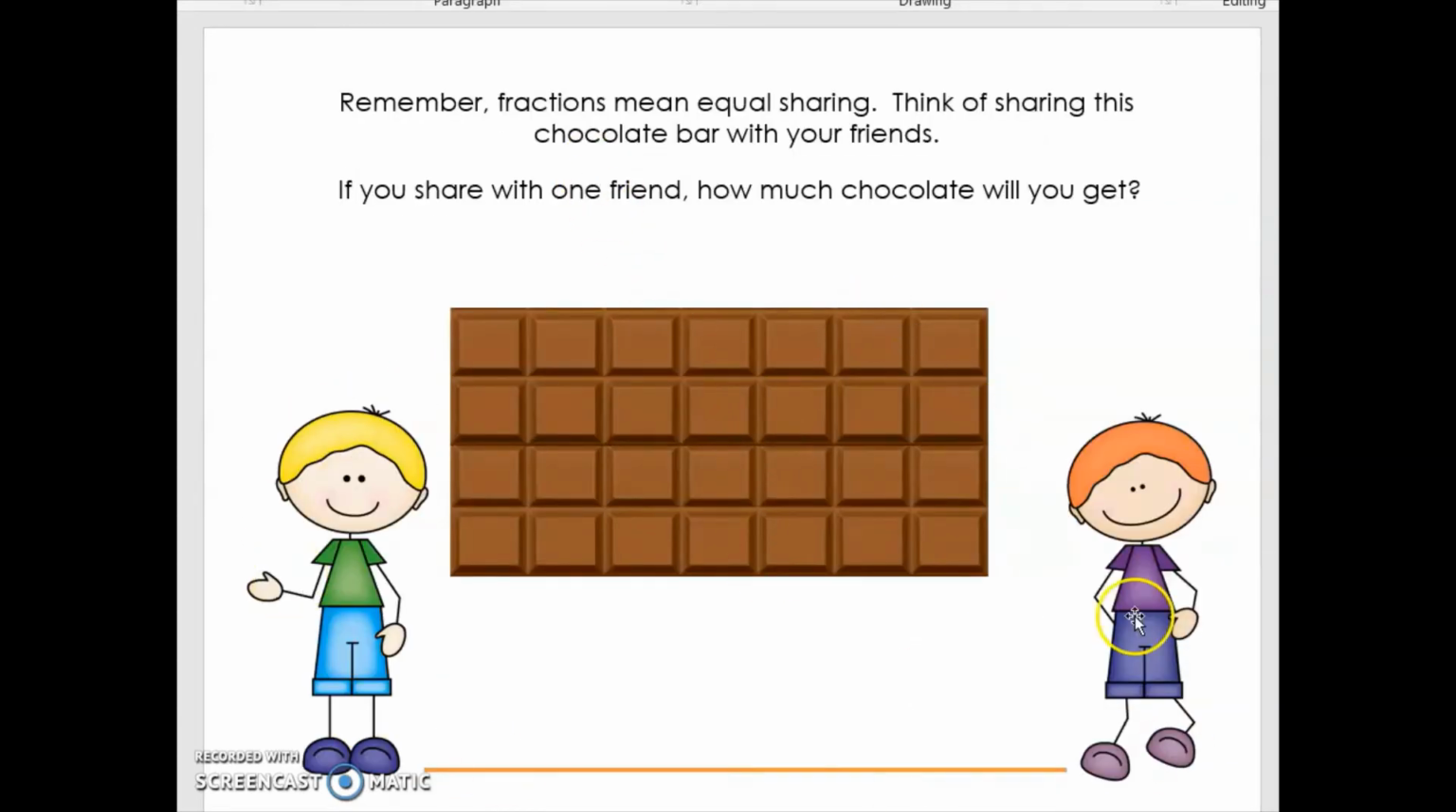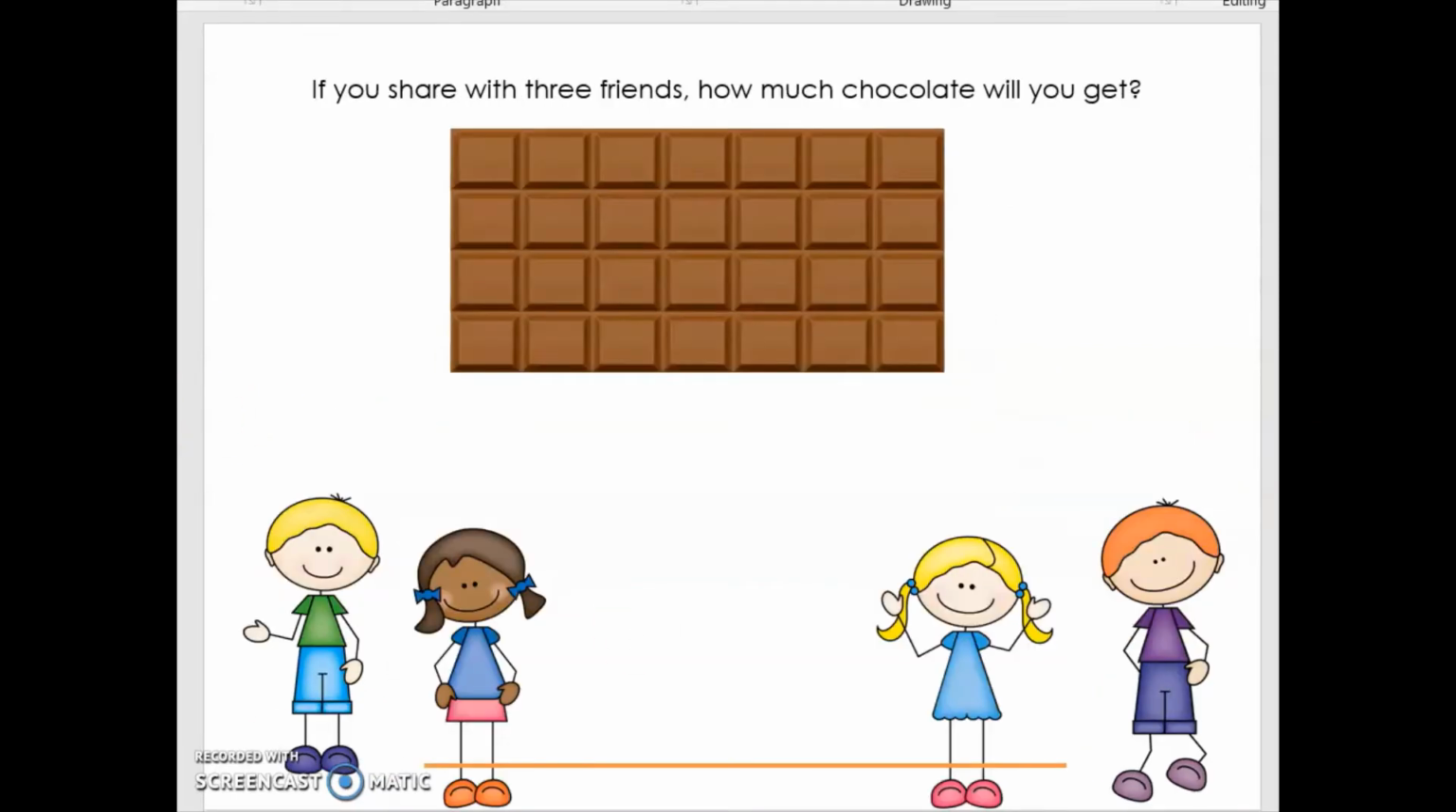Look at this candy bar. Remember, fractions mean equal sharing, equal parts. Think of sharing this chocolate bar with your friends. If you share with one friend, that means 2 people, 1, 2. How much chocolate will you get? Here's our divider line. This is yours. This is there in half, right? Let's go to the next slide.